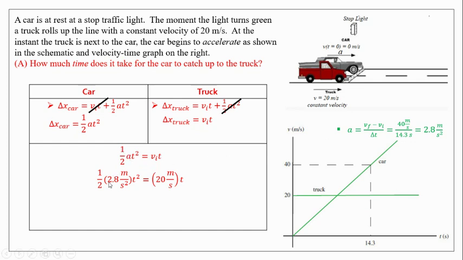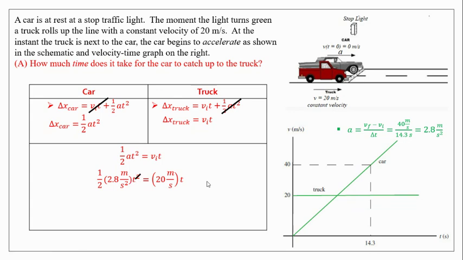We can have 1/2 AT squared. Well, A I just found is 2.8 for the car. T is my unknown variable, and that's squared. And then on the right side, my VI for the car is just 20 meters per second. So the car keeps a constant velocity. So at any point in time for this problem, the velocity of the truck is going to be 20 meters per second.